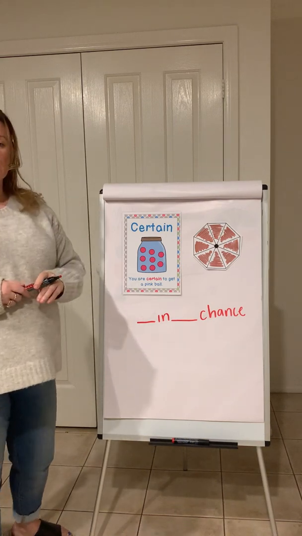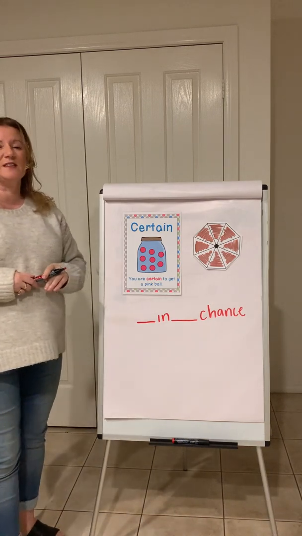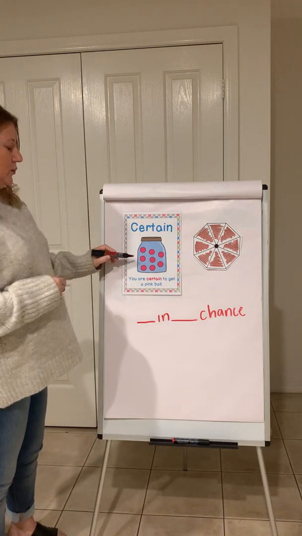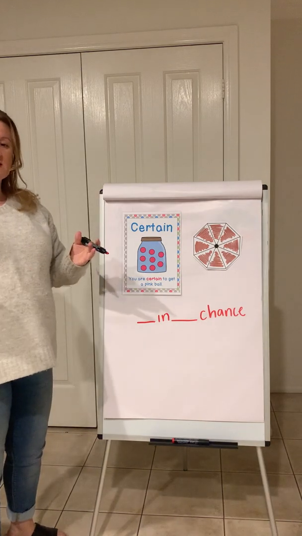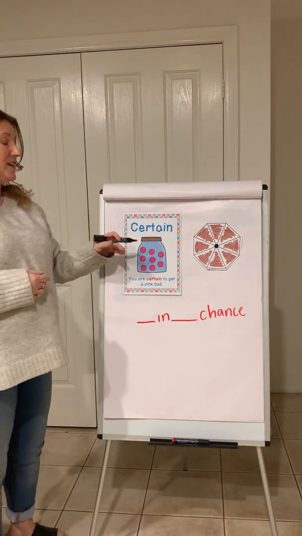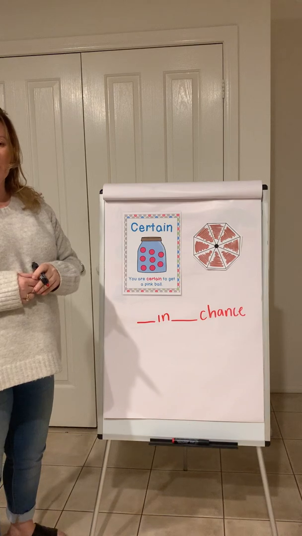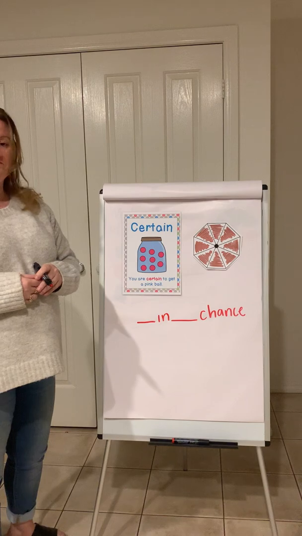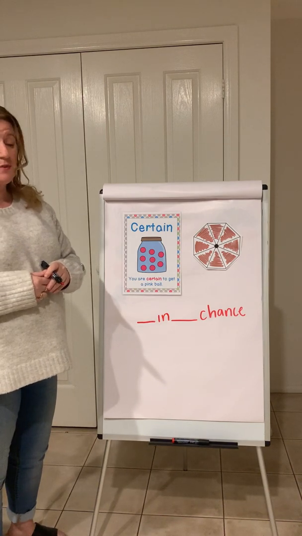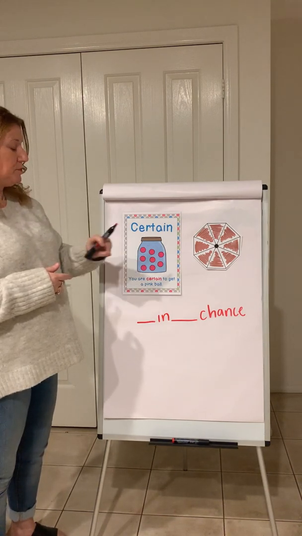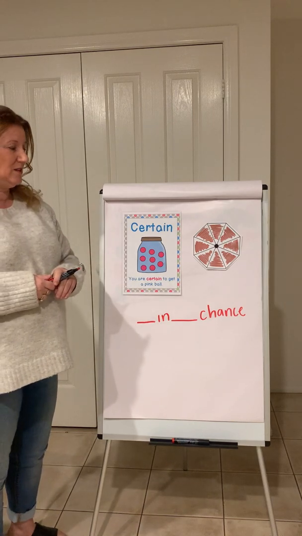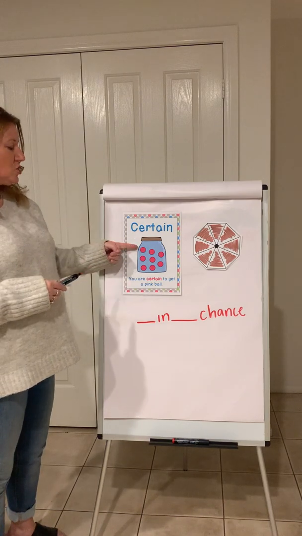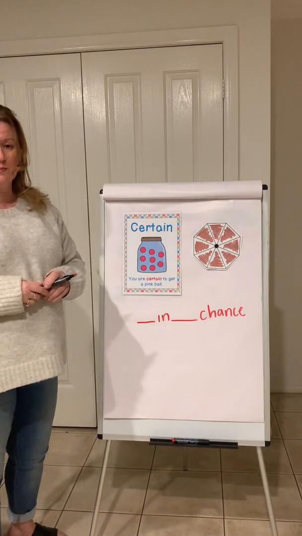My last word, certain. Certain means it's 100%. Look at the jar. What's my chance of pulling out a pink ball? Is there any other colour there? No. So my chance of getting a pink ball is really, really high because there is no other colour that it has to compete with. I am certain to get a pink ball.